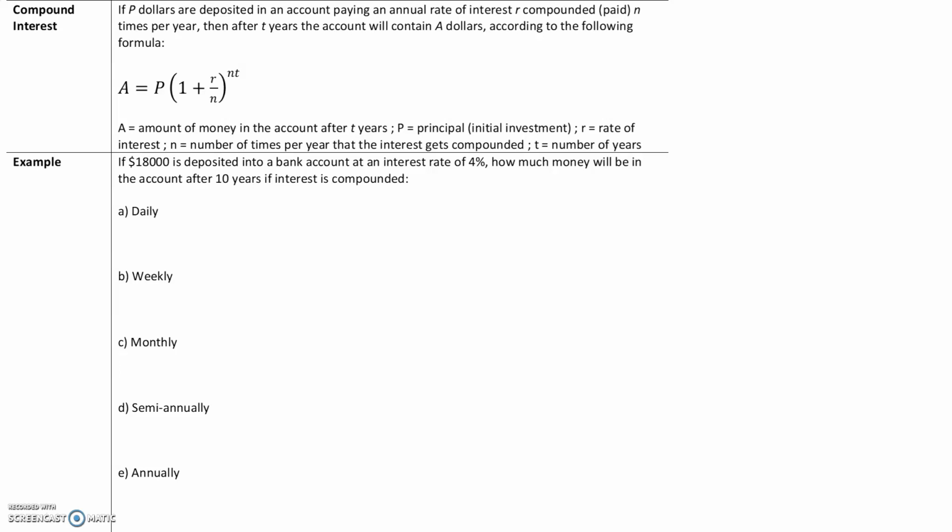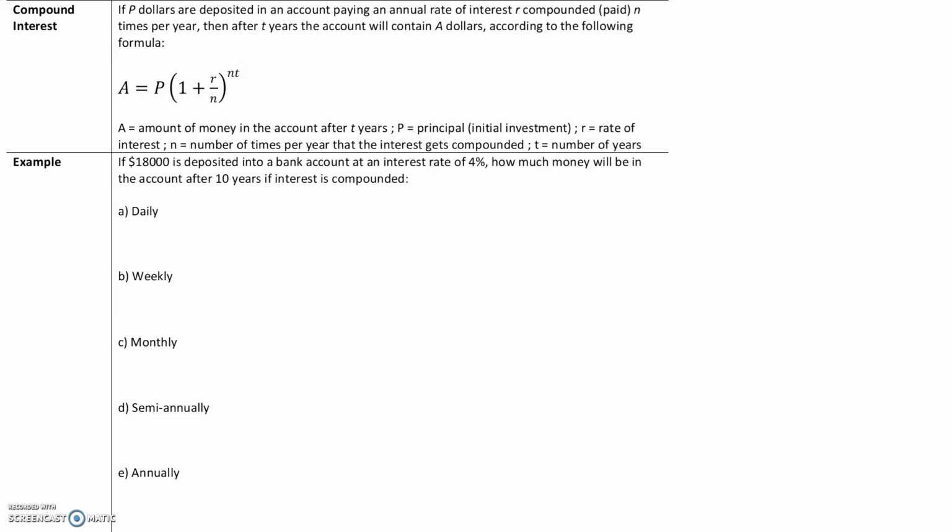Now A is the amount of money in the account after T years. P is the principal, or the initial investment. R is the rate of interest. Remember, R has to be in decimals. N is the number of times per year that interest gets compounded, and T is equal to the number of years.